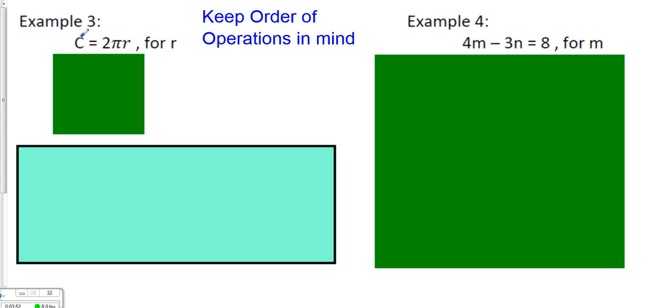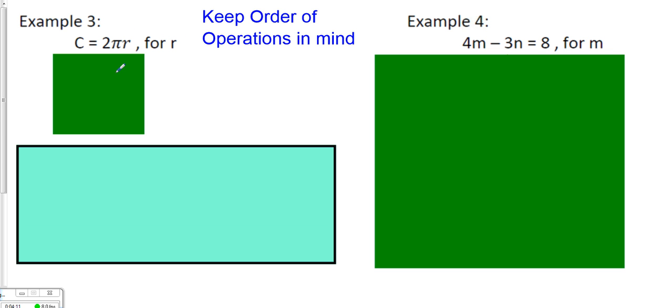So in this case, C equals 2 pi r. This is circumference equals 2 times pi times the radius. This is how to find the circumference of a circle. We want to figure out how you can find the radius if somebody told you the circumference.